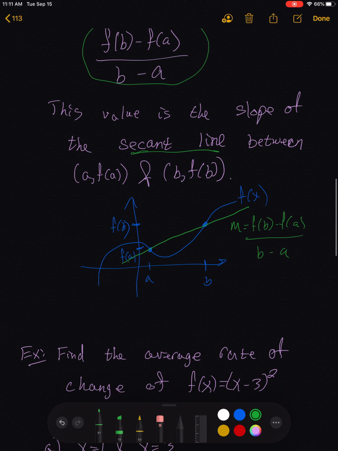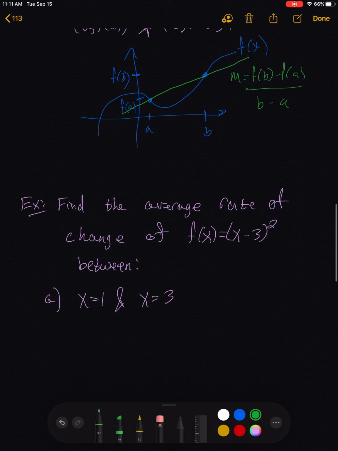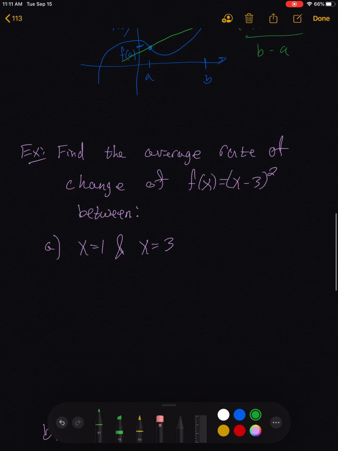All right, so let's look at a couple of examples. Suppose we wanted to find the average rate of change of the function f of x is (x minus 3) squared between x equals 1 and x equals 3. So what we're going to do is take f of 3 minus f of 1, and then divide that by 3 minus 1. So f of 3, that's just going to be take the function and plug in 3.